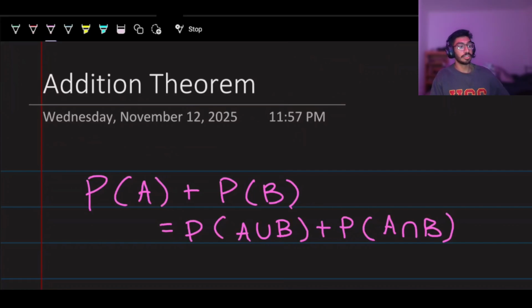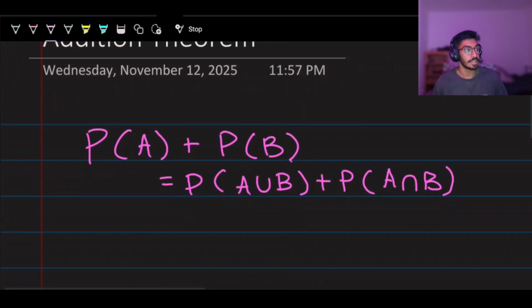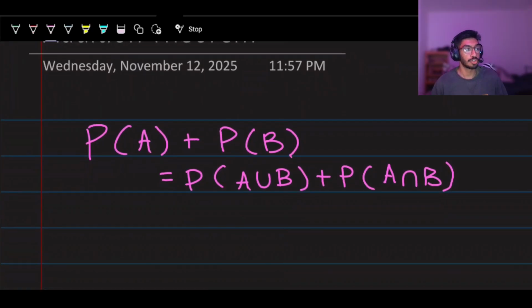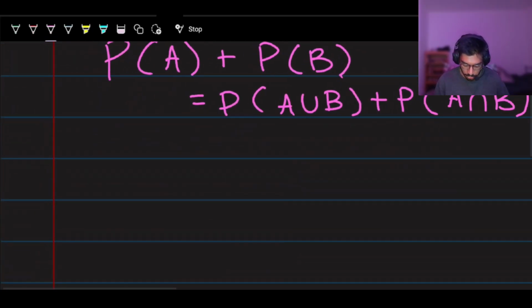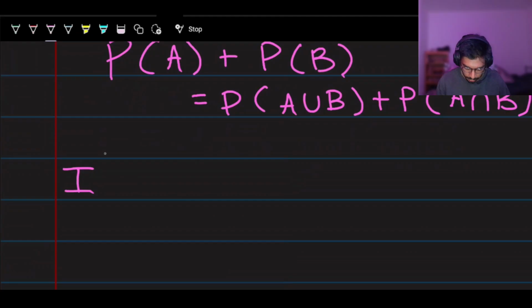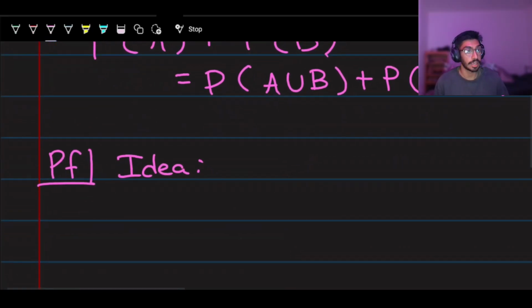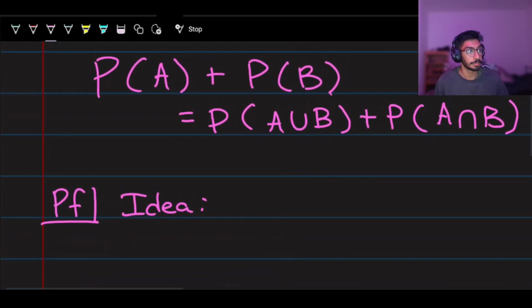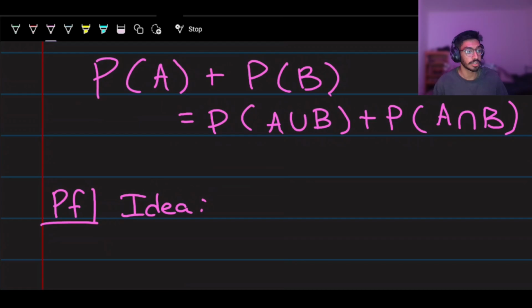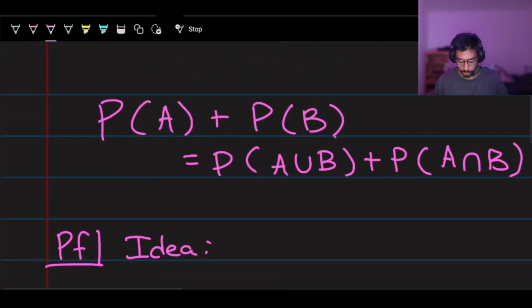Hey guys, so today we will be proving the addition theorem, which states that the sum of the probability of two disjoint events is the same as the sum of the union and the intersection of those same disjoint events. So to prove this, we're going to have a general proof strategy of splitting into disjoint events and seeing under which unions and intersections these disjoint events recombine to get our desired addition property.